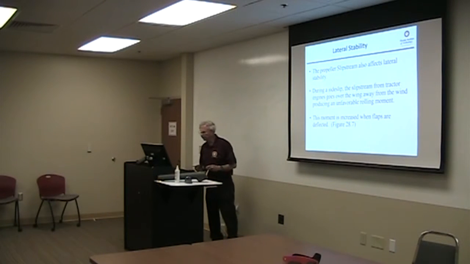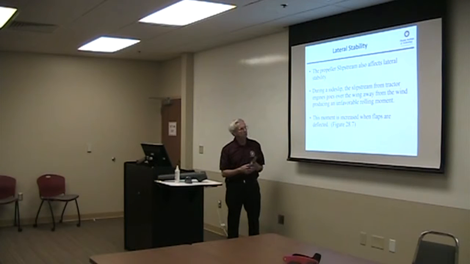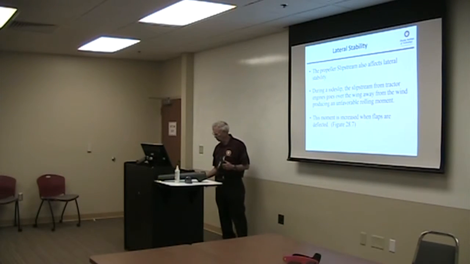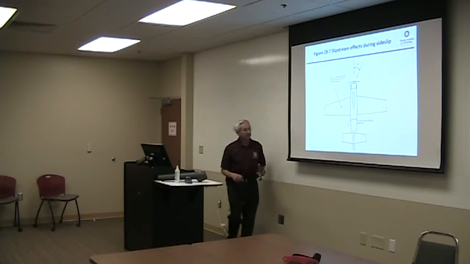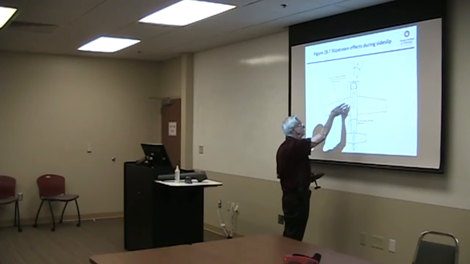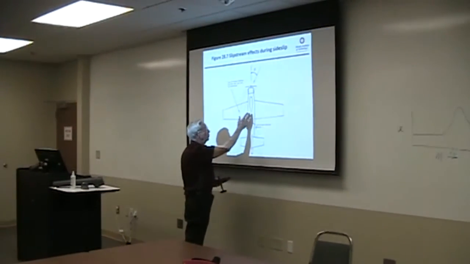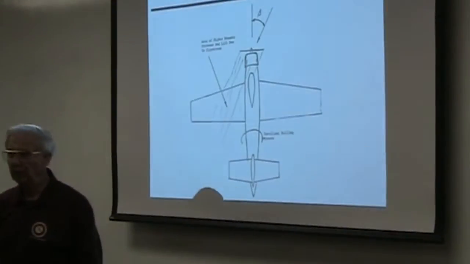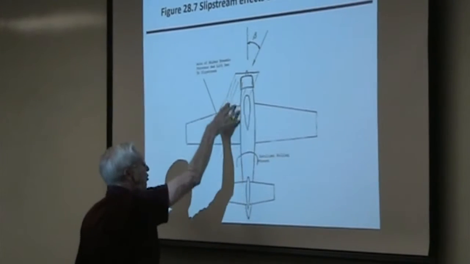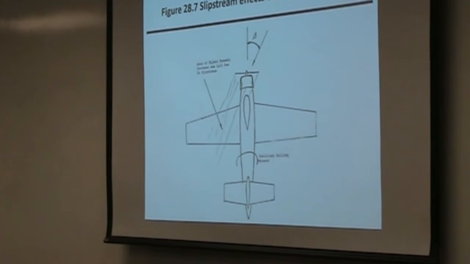Propeller slipstream also affects lateral stability because during a side slip, the slipstream from tractor engines goes over the wing away from the wind, producing an unfavorable rolling moment. And that moment is increased when the flaps are deflected. So say we have the flap deflected here. The slipstream is going over the wing. That means this wing is going to have more lift. Notice the side slip from the right, we would like the right wing to pick up, but due to the fact that this one has more lift due to side slip, particularly if the flaps are down, it's going to tend to roll into the side slip rather than away from it.